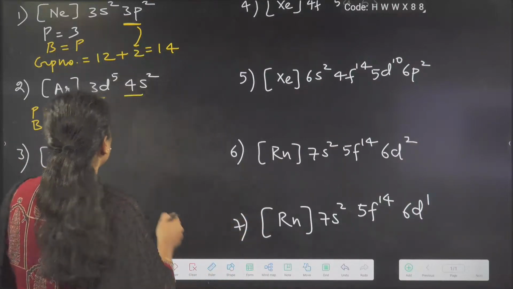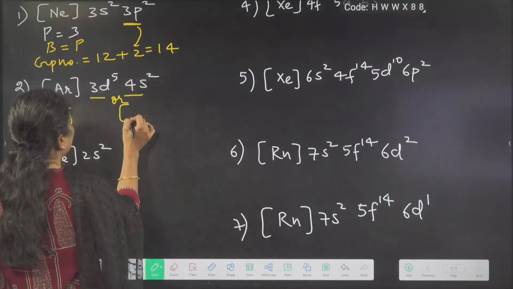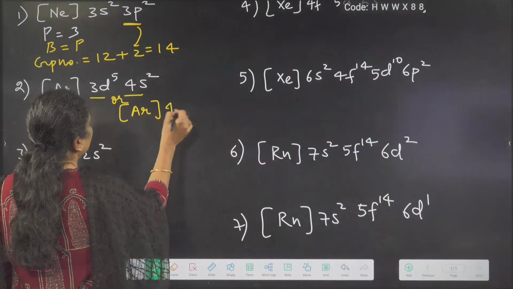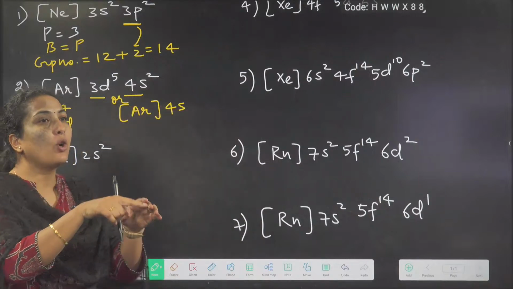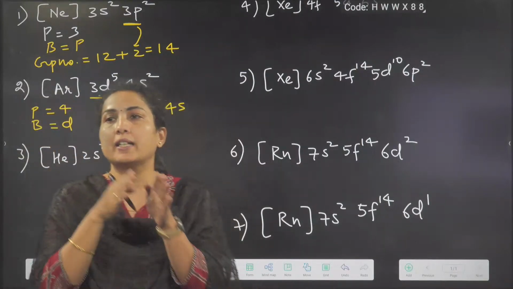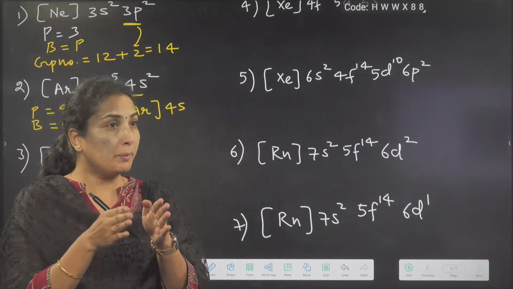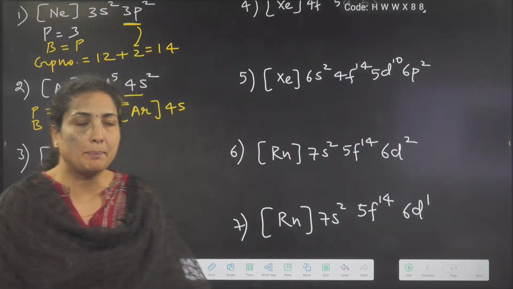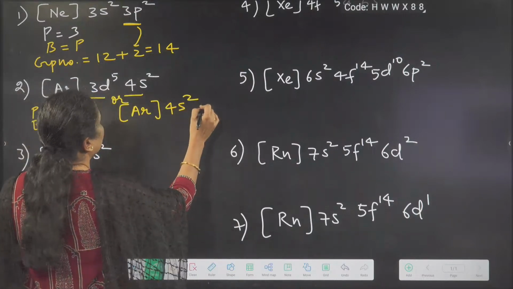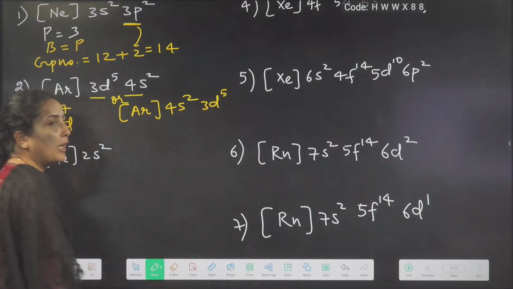So actually what you should write down, you should be aware that it is actually argon, and argon marks the ending of the 3rd period. You are entering into the 4th period. So for the 4th period, you know that SDP is applicable. So you are going to write down 4S2 3D5. Are you able to understand?